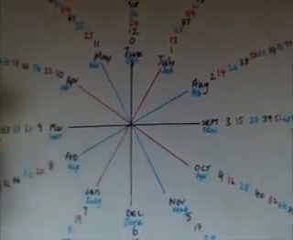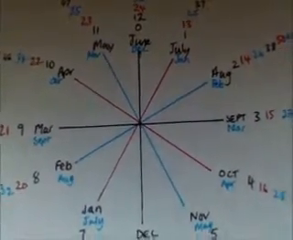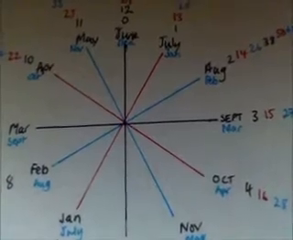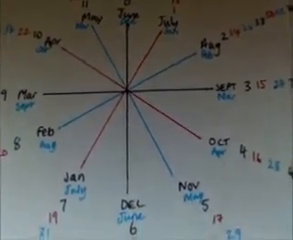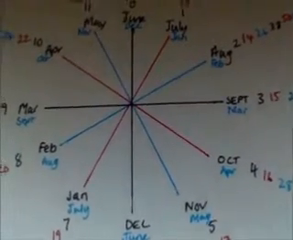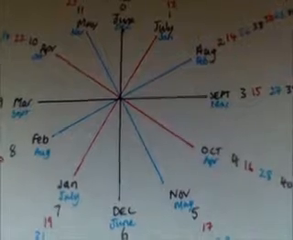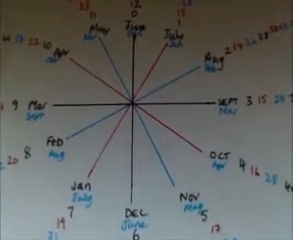Okay, the months that I've put on there. The black is where I would put the month. The blue is how we number our months. But if you balance the clock face with the calendar, that's, I think, where the month should go.